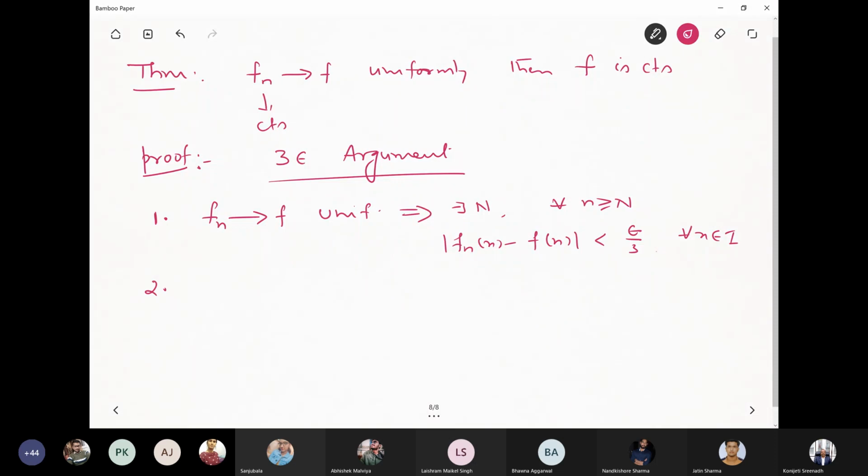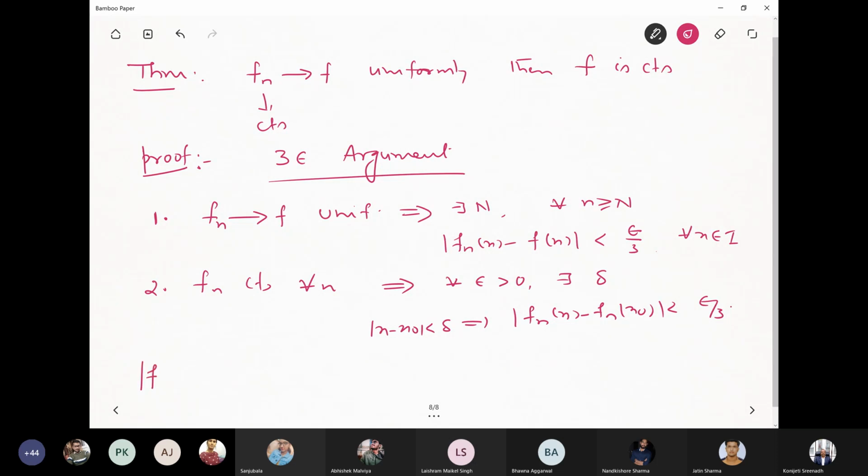The second point is that Fn itself is continuous. Fn is continuous for all n. So this implies that at a point x0, for any epsilon greater than 0, there exists one delta, so that whenever mod x minus x0 is less than delta, this implies Fn(x) minus Fn(x0) is less than epsilon by 3. So this is the epsilon by 3 argument.